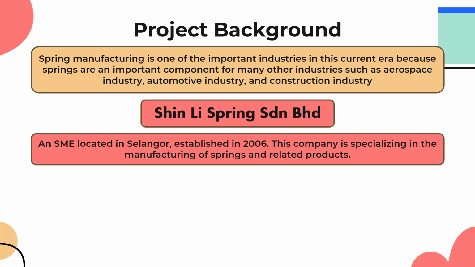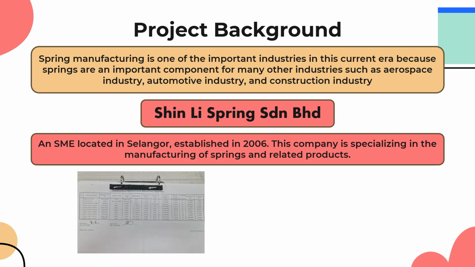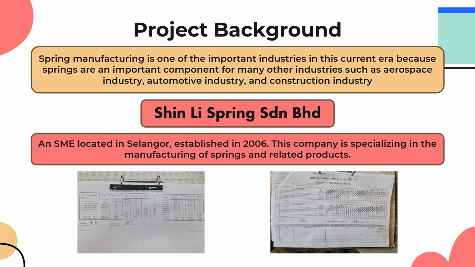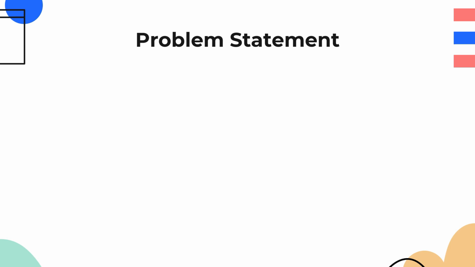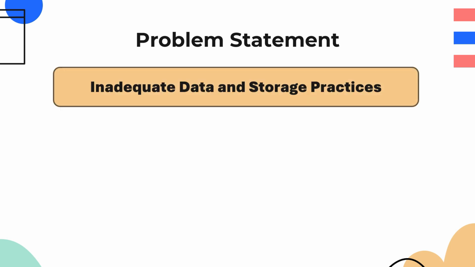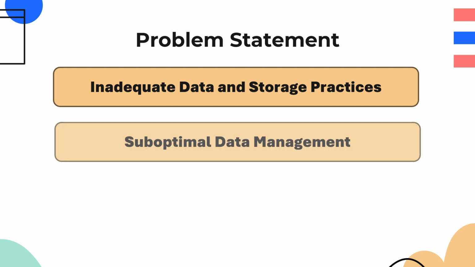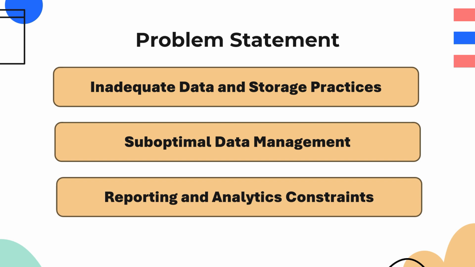Despite having more than 10 years of experience in this industry, they're still using manual input for handling their tools informations. So these images are examples of how they record their tools informations. Next is the problem statement. Firstly is the inadequate data and storage practice. Second is suboptimal data management. And thirdly is reporting and analytics constraints.